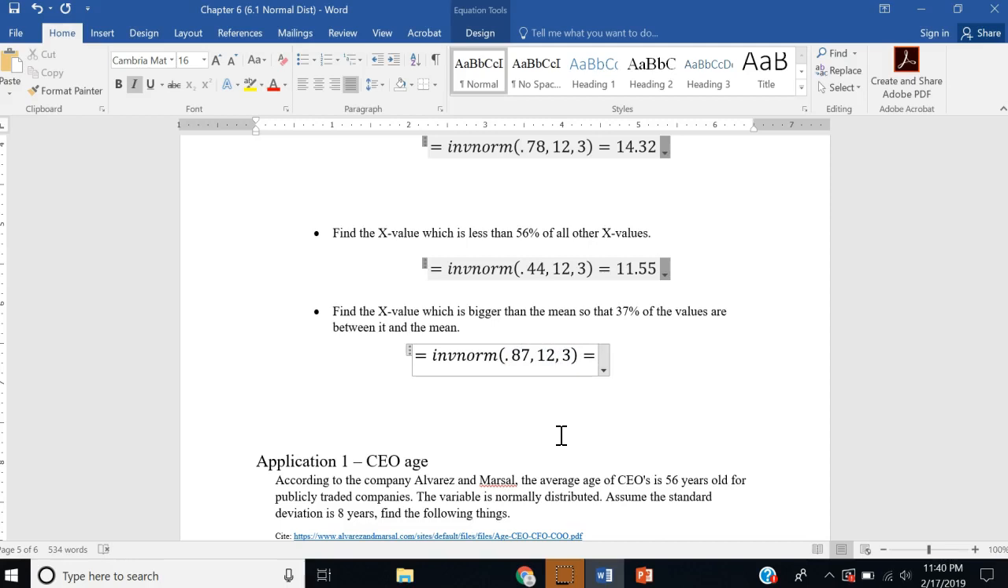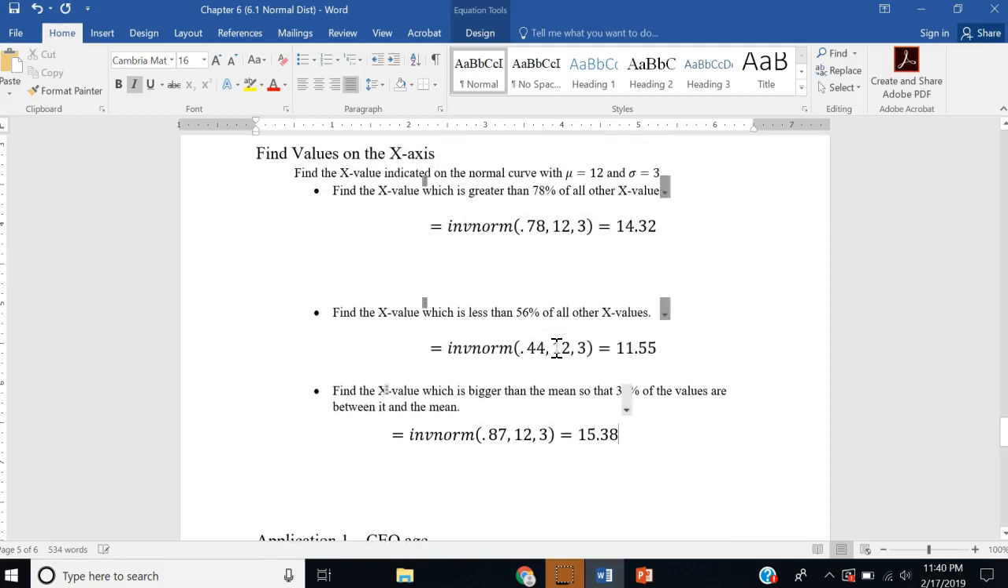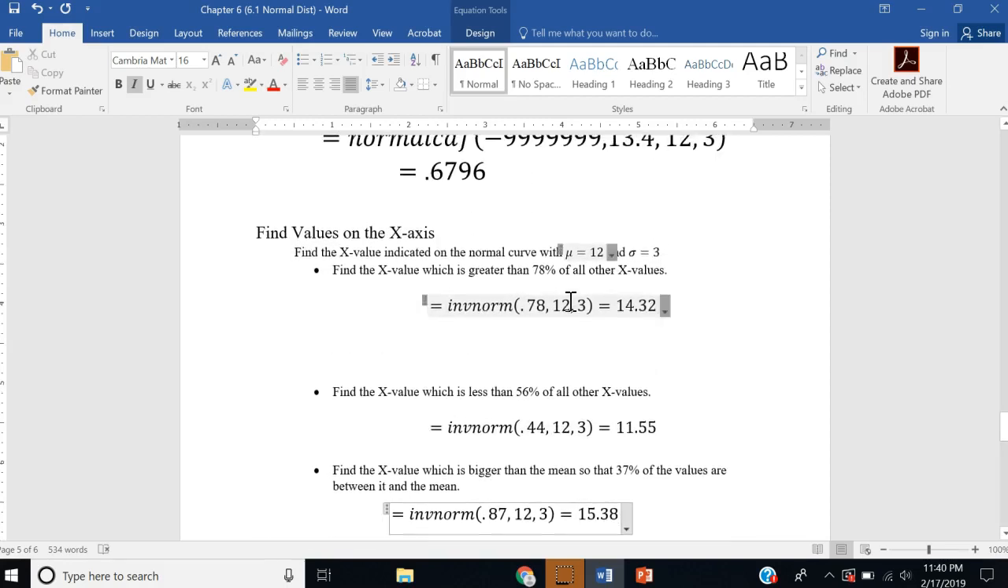And so what that means is that the inverse norm should be 15.38. So the x value I'm looking for is 15.38. Okay? So that's pretty much it. That's the whole thing.